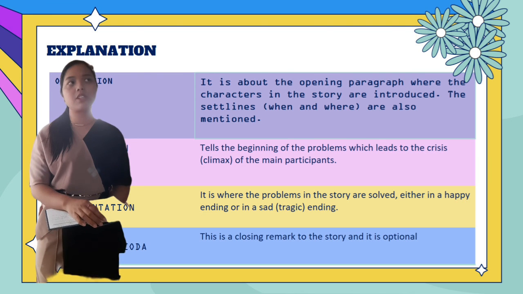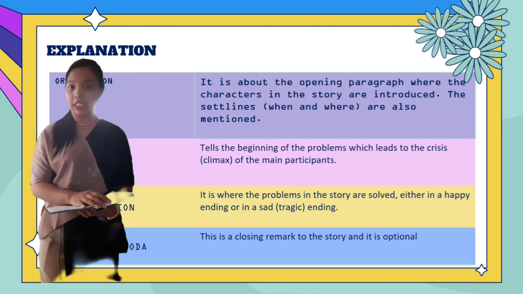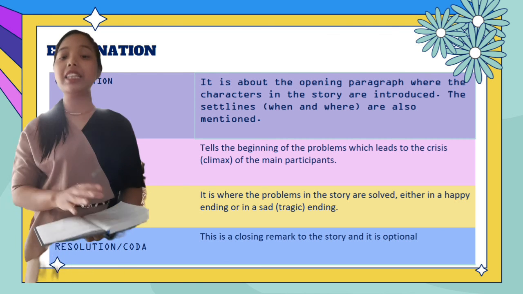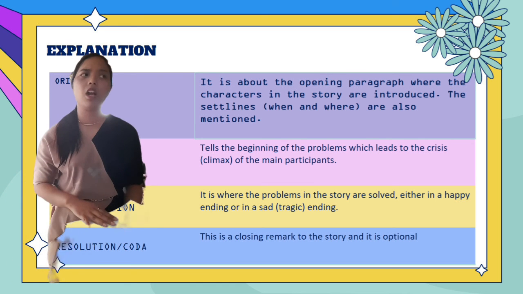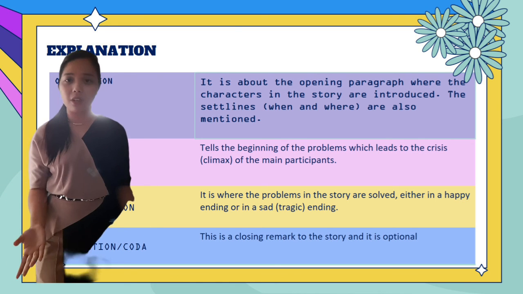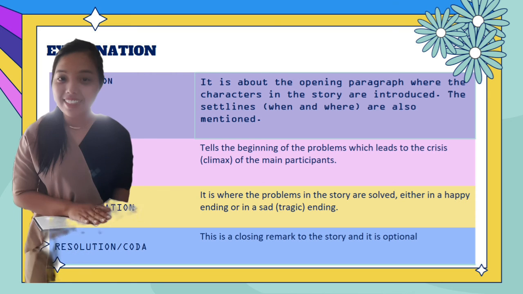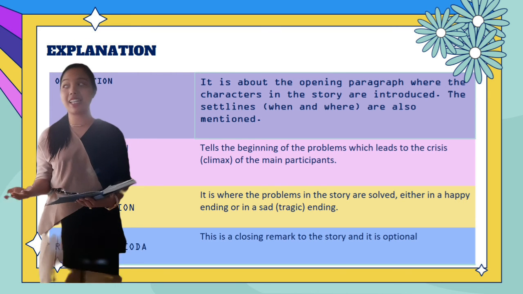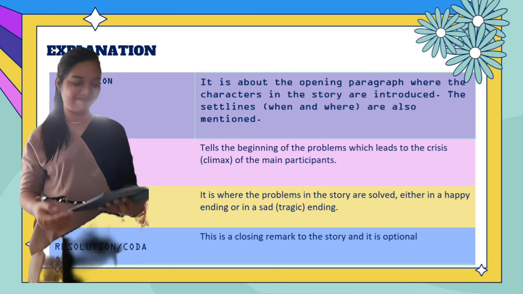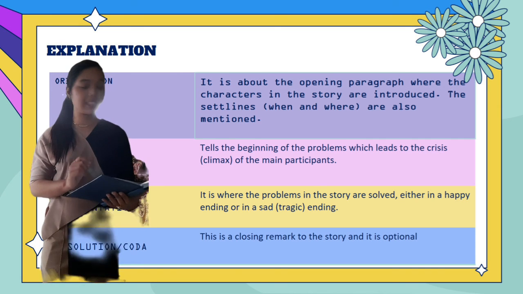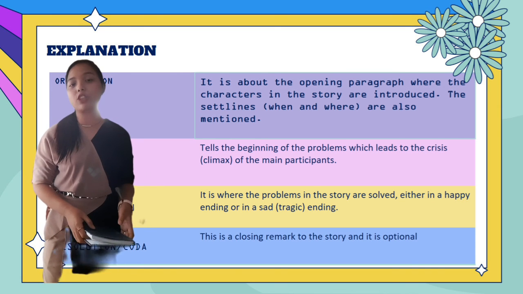Usually it consists of 1 paragraph only. And in this part, you can answer the question about what is the story about, who are the characters, where is the place setting, or when is the time setting. We move to the second one. Second one is about complication.